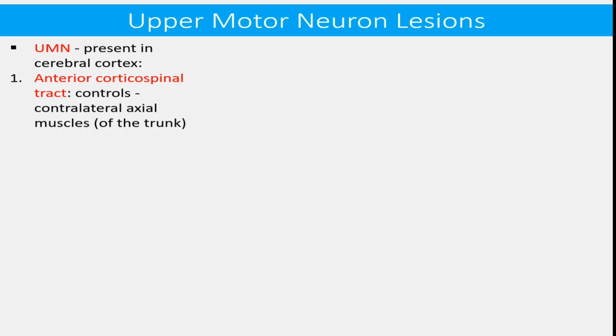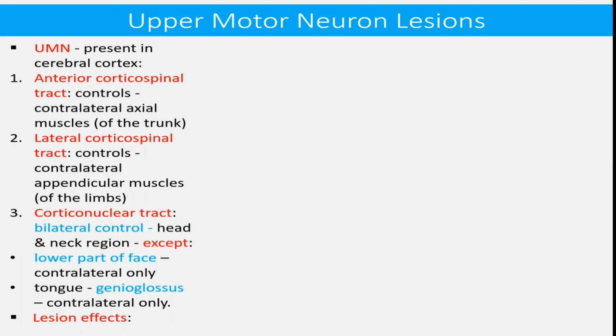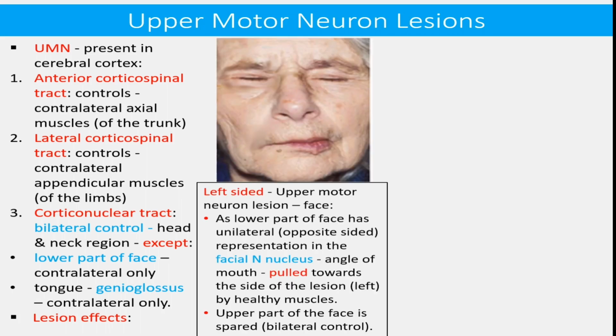are divided into three parts: number one, the anterior corticospinal tract, which controls contralateral axial muscles; number two, the lateral corticospinal tract, which controls contralateral appendicular muscles; and number three, the corticonuclear tracts, which have bilateral control on the head and neck region, except there is only contralateral effect on the lower part of the face and the genioglossus muscle of the tongue. By keeping these facts in mind, let us discuss the lesion effects.